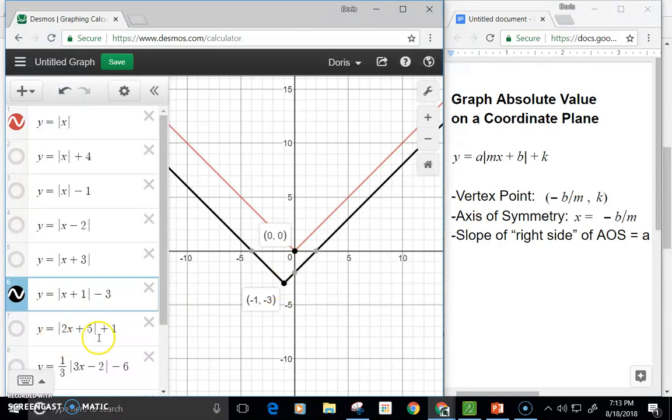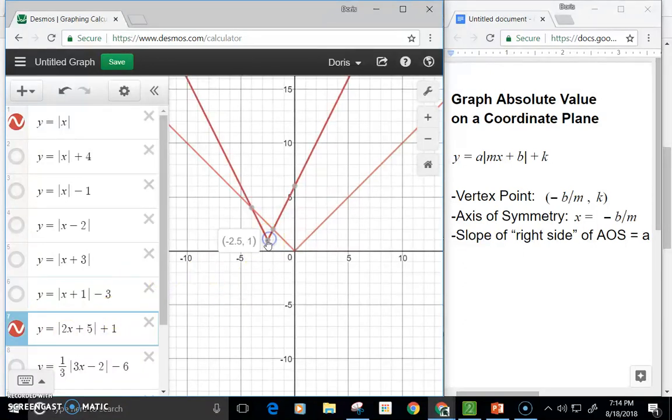So let's compare that with the next graph. This is going to be a little bit different. We know it's going to push up 1 unit, and you might suspect that it's going to be pulled back 5, but we have this other coefficient in front of the x that's going to affect that horizontal movement just a little bit. Let's take a look at that by itself. Notice that our vertex point did shift up 1 unit, but it did not pull back a full 5 units.